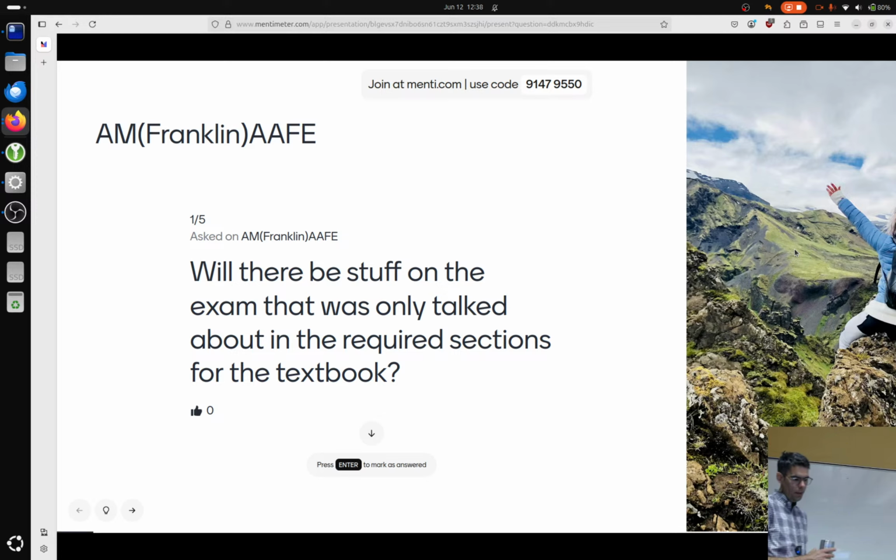Will there be stuff on the exam that was only talked about in the required sections of the textbook? That's possible. Again, I'm going to put the learning outcomes that I'm actually including on the test up on the course webpage. And if you look at the course schedule, I've tried to make it clear which chapter the learning outcomes are described in. A lot of them were described in class, but there are some that were described in our textbook and not something that we talked about in class. It's possible that that will happen, but I haven't finished preparing the final exam, so I can't say for sure if that's going to be there.